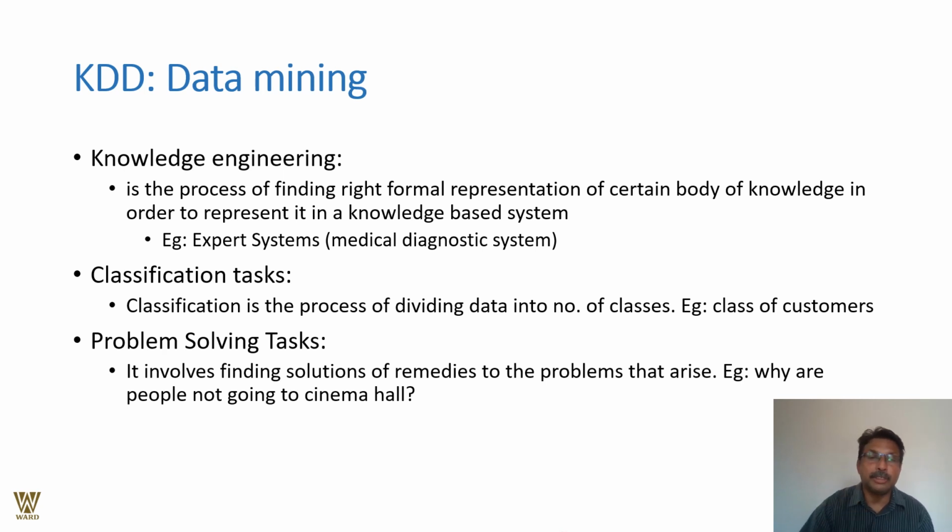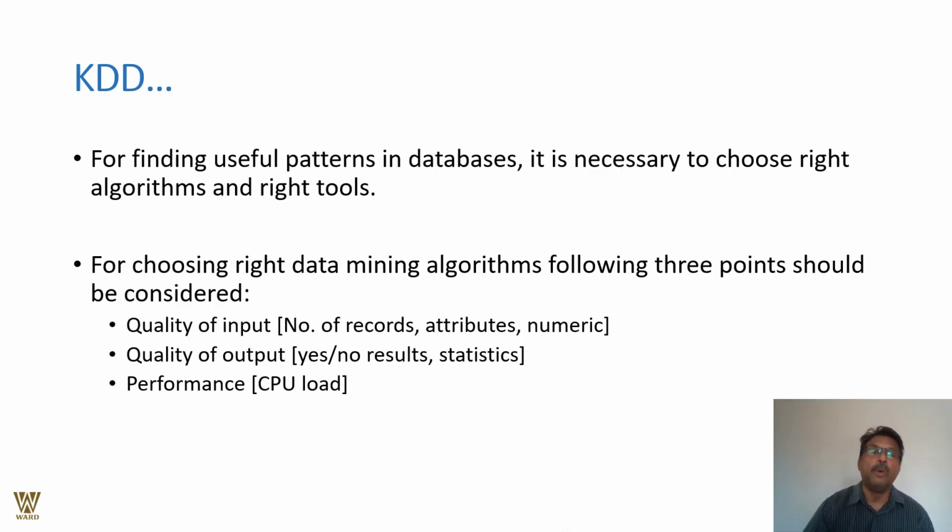We are talking about classification. Classification is the process of dividing the data into a number of classes. Example, class of customers. Problem solving involves finding solutions or remedies to the problem that arises as and when it happens. Example, people not going to the cinema hall per se. What are we looking for? Knowledge data discovery, for finding useful patterns in databases. It is necessary to choose the right algorithm and the right tools.